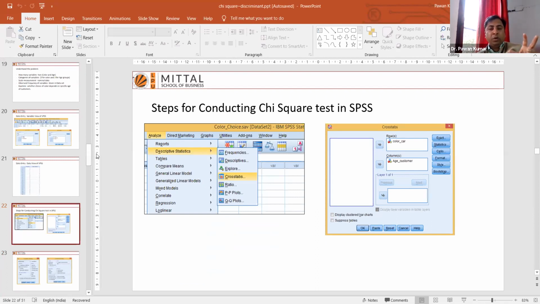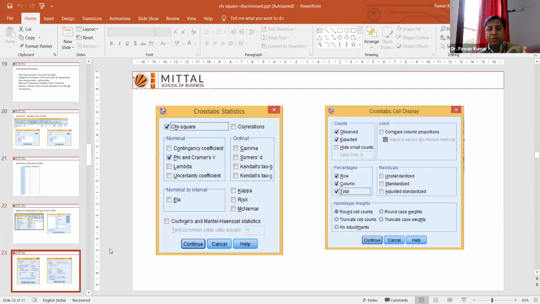Go to Analyze, and in Analyze there is Descriptive Statistics. In Descriptive Statistics we have Crosstabs. Click on Crosstabs and then select the rows and columns. Row means your color and column means age, and then select the Crosstabs Statistics. In Statistics you will select chi-square, because obviously you are applying the chi-square test. Then you also study the strength of the relationship between the two categorical variables. For that we select Phi and Cramer's V.